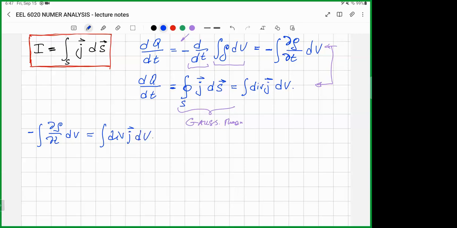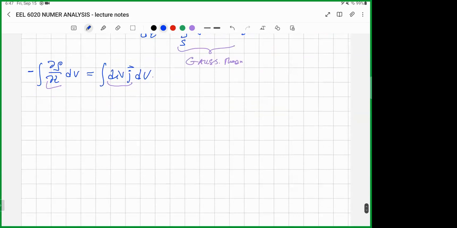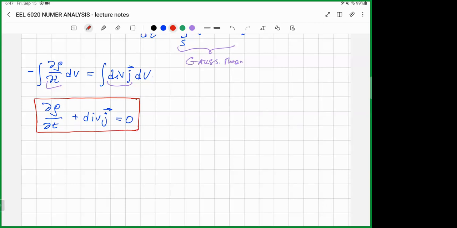So what does this mean? It means that the integrals are equal, and the integrals run over the same volume. That means that the integrands are supposed to be equal, which leads us to the conclusion that d rho over dt plus the divergence of the current j is equal to zero. This is the mathematical representation of the charge conservation law. Do you have any questions about this part?